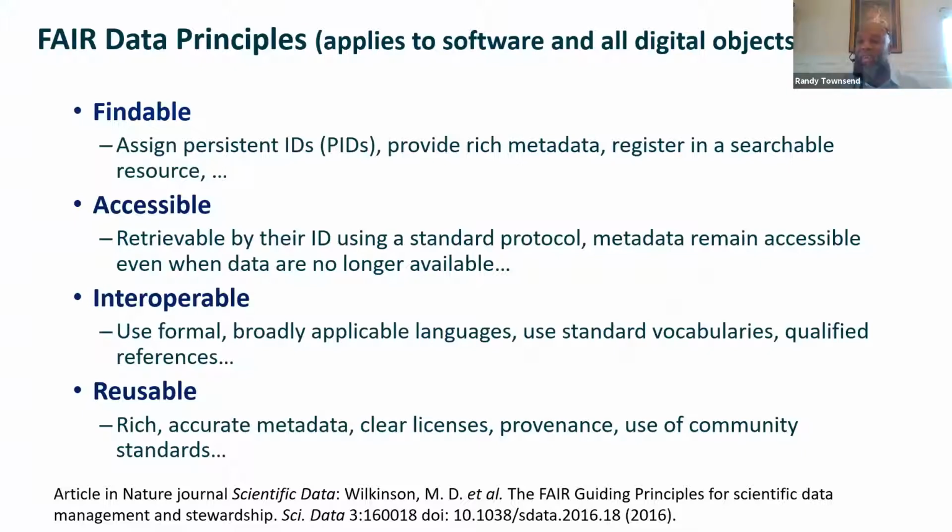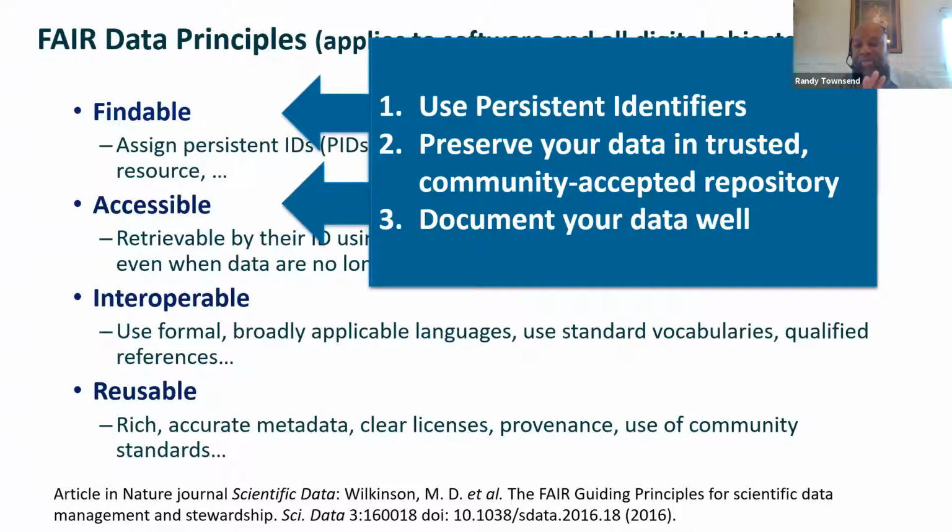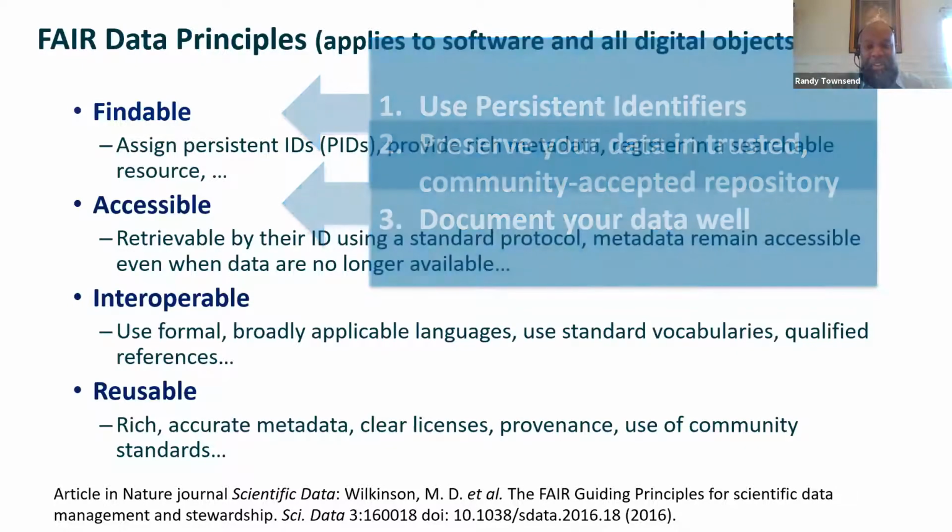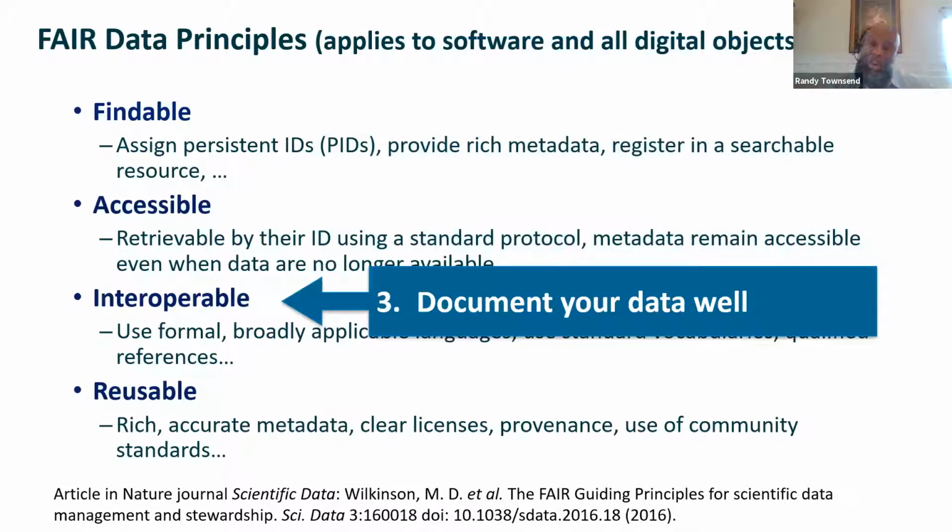So we all know findable, accessible, interoperable, and reusable. But how do I make my research findable, accessible, and interoperable? Use persistent identifiers and preserve your data in a trusted repository and document your data well. That's the findable and accessible part. Moving forward to interoperable: also, document your data very well.